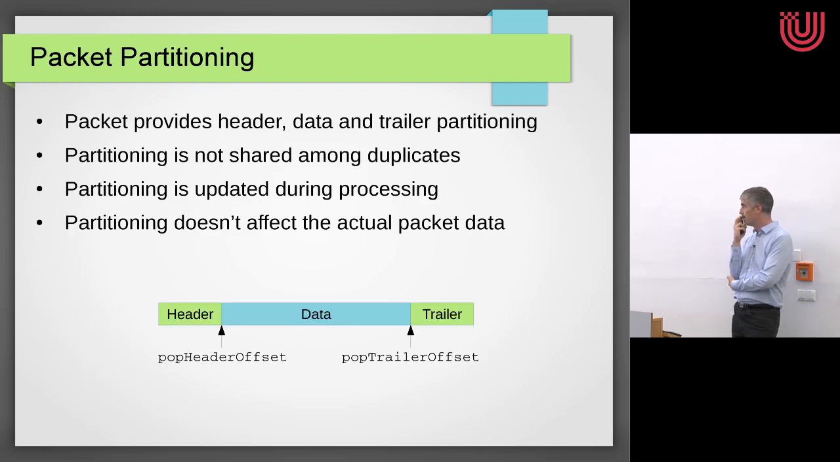Another important thing about packets is packet partitioning. The INET packet provides this header, data, and trailer partitioning for the receivers, so that as receivers process the data in the packet, the actual data is not removed from the packet. So basically what happens is that during the processing, the pointers are updated that point to where we are in the current processing, and it actually doesn't affect the packet data. So if the data is shared among different packets, then you can safely do this.